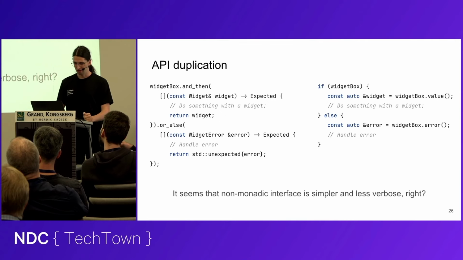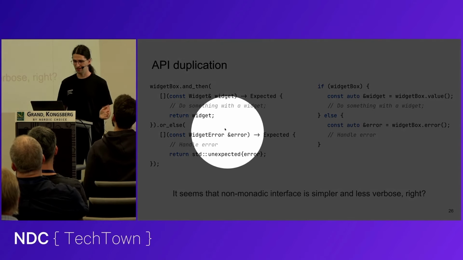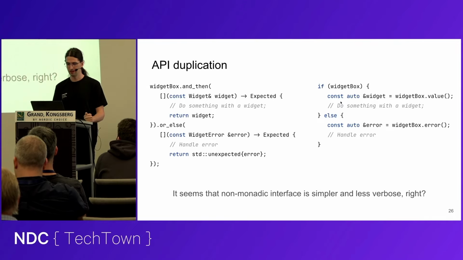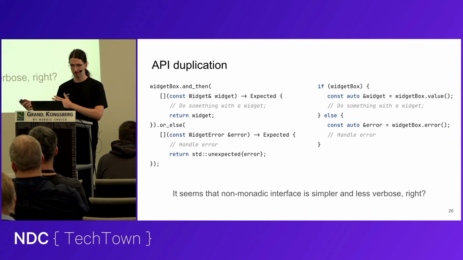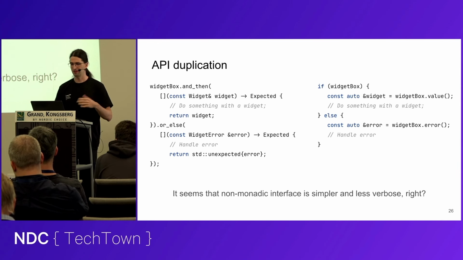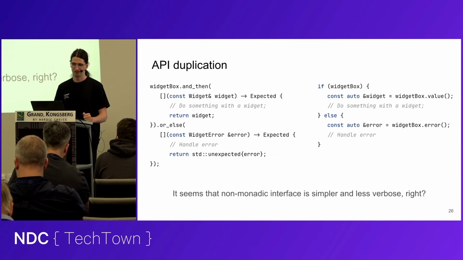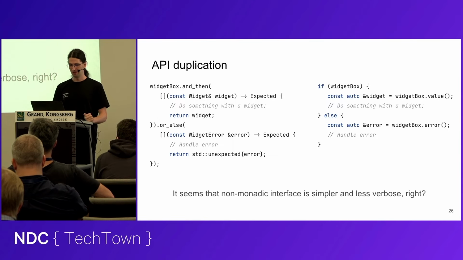So this API duplication we have: on this side we have the monadic version, and on this side we have just the regular if-else version. And they look super close. At a glance, the regular interface, I would call it procedural code. So that looks simpler, less verbose, right? But we already discussed a little bit why you should use monadics. That's only one pro of them.